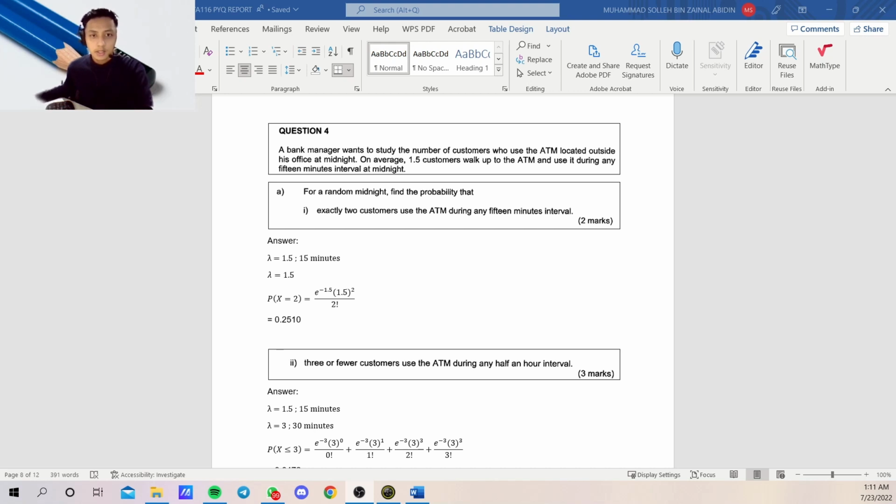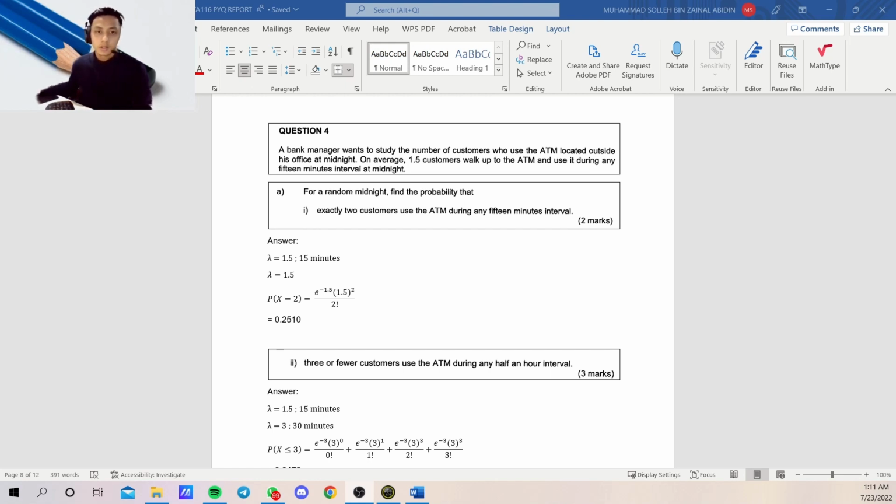to study the number of customers who use the ATM located outside his office at midnight. On average, 1.5 customers walked up to the ATM and used it during any 15 minutes interval at midnight. Alright, so the first question is for A, number A. For a random midnight, find the probability that exactly 2 customers use the ATM during any 15 minutes interval.